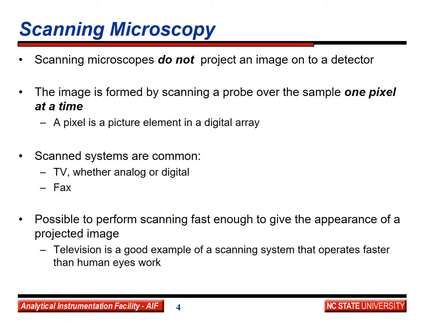With a scanning microscope, we do not project an image onto a detector. The image is formed by scanning a probe over the sample one picture element at a time. Scan systems are common. You're looking at one right now. Televisions are, fax machines are. The screen that you're looking at right now is scanning fast enough to give the appearance of a projected image, but that's because it's refreshing faster than your eyes integrate.